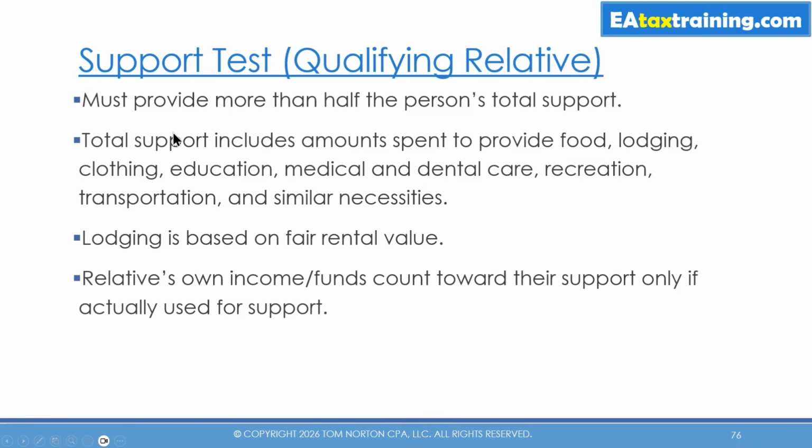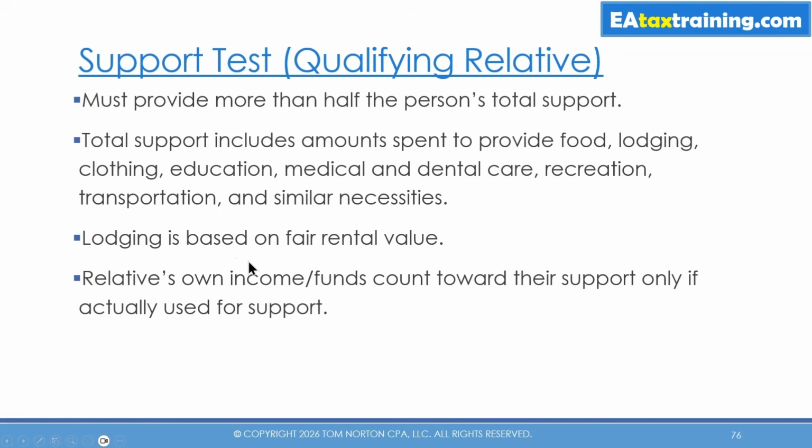Next, let's talk about the support tests. Remember, for a qualifying relative, we said you had to have provided over half their support. So, what does that mean? Total support includes amounts spent to provide food, lodging, clothing, education, medical and dental care, recreation, transportation, and similar necessities. So, it's more than just what it takes to be providing a household. Remember, we talked about that, paying the cost of the home. This is actually supporting the dependent. So all of those things go into it.